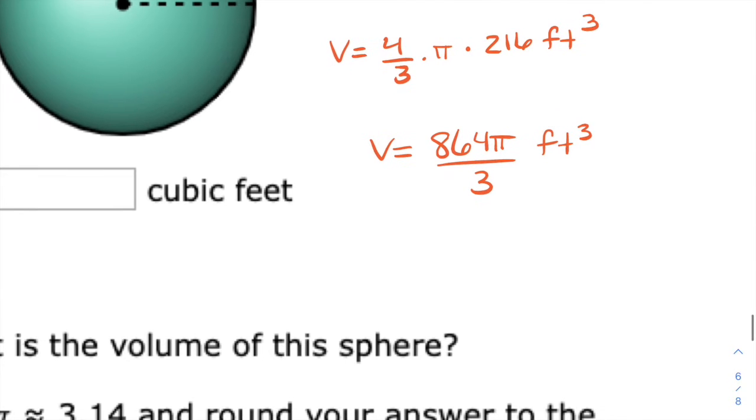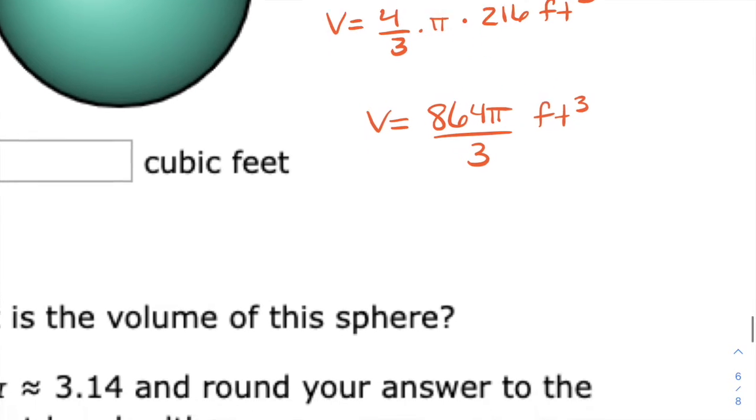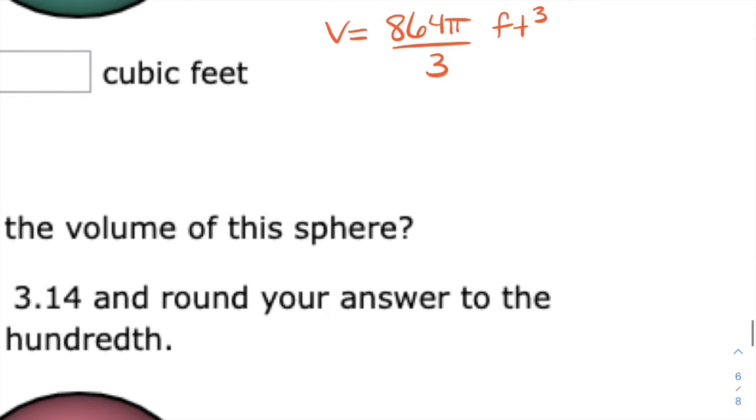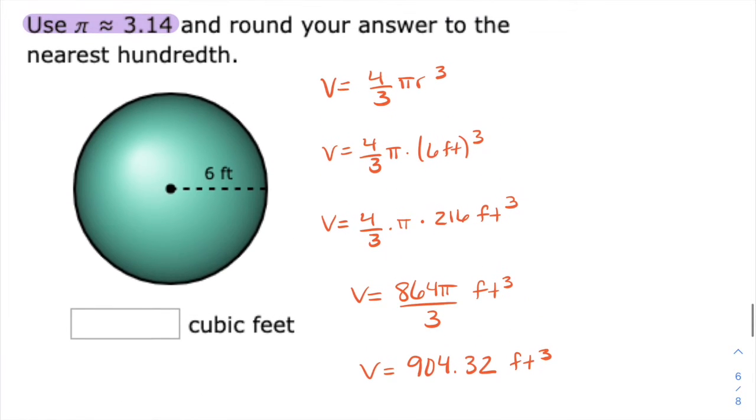Okay. And now whether or not this is divisible by 3 doesn't really matter, because what I'm going to do is 864 times 3.14, because they want me to use 3.14 as a number. So 2712.96 divided by 3. Actually, you know what? Let me ignore that step. Let me just divide it all by 3. And I get 904.32 feet cubed.